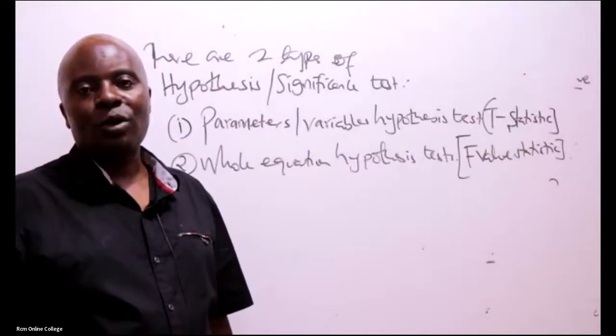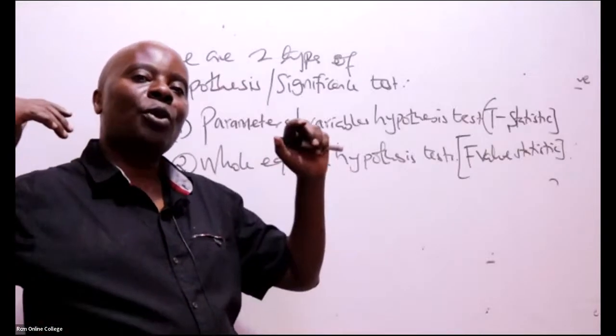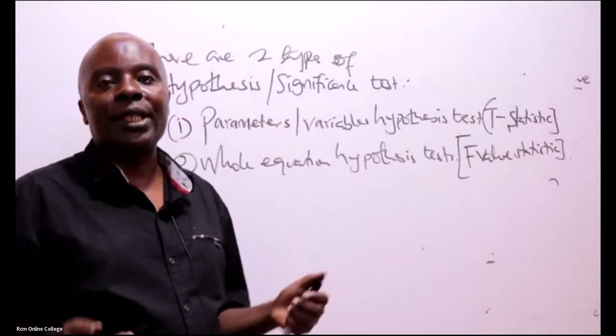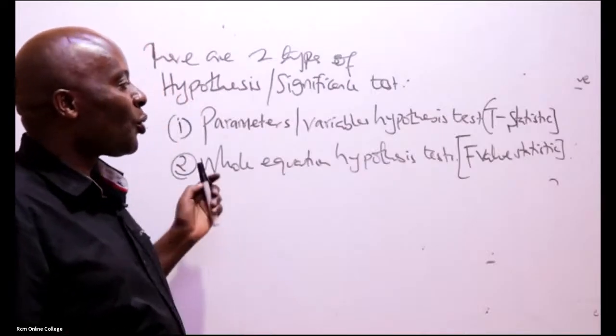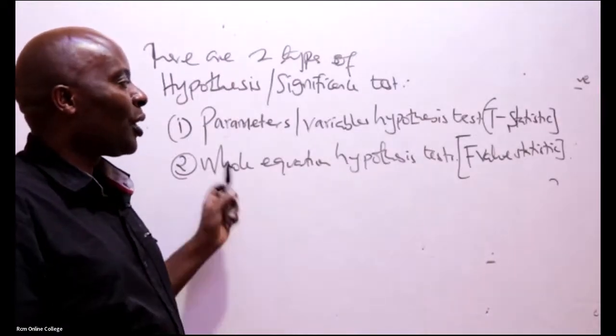So we have two types of hypotheses. Of course the hypothesis here, the claim here, is that our regression equation is working very well. But you see that is just a hypothesis. So there are two types of hypothesis tests: the parameters hypothesis and the whole equation hypothesis.